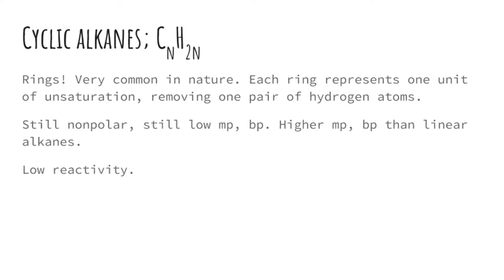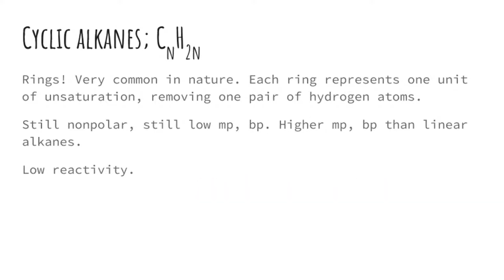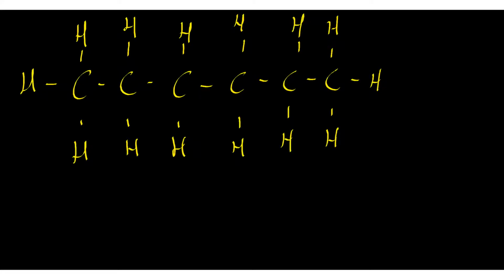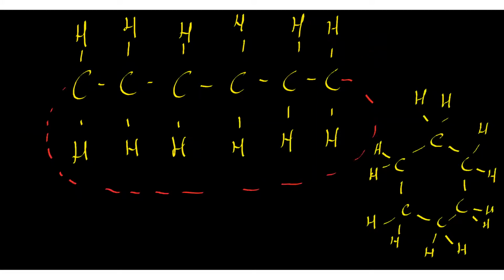And rounding out the nature of the bonds, we have our cyclic alkanes, our rings. These are very common in nature. Rings show up all over the place. Every ring represents 1 unit of unsaturation. You have to remove 1 pair of hydrogen atoms. This time you're removing 1 hydrogen atom from either end of the chain, and then you're linking the 2 ends of the chain together, and that's how you get your ring.